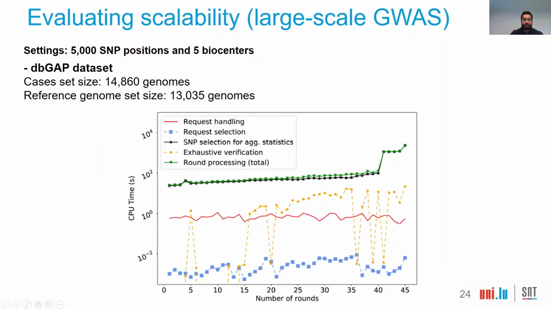We also evaluated DIPs on a larger scale GWAS setting with 5,000 SNP positions from 5 biocenters, and we used the dbGaP dataset with approximately 28,000 genomes. And as you can see in the chart, DIPs has reasonable response time, and the most expensive step is the SNP selection algorithm, where we need to combine and collect genomes from different releases to compute the LR statistics.